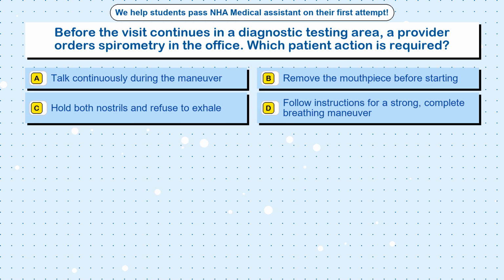Question 55. Before the visit continues in a diagnostic testing area, a provider orders spirometry in the office. Which patient action is required? Option A. Talk continuously during the maneuver. Option B. Remove the mouthpiece before starting. Option C. Hold both nostrils and refuse to exhale. Option D. Follow instructions for a strong, complete breathing maneuver.